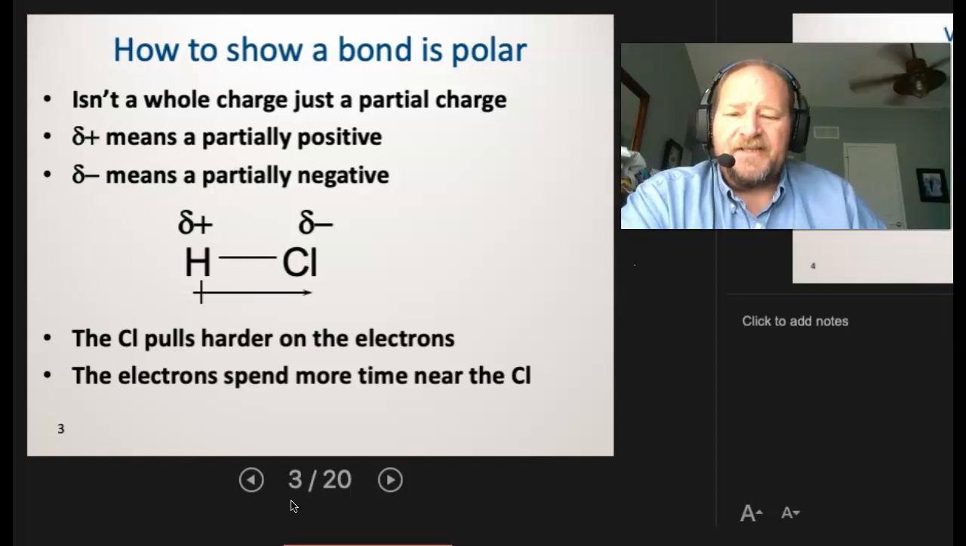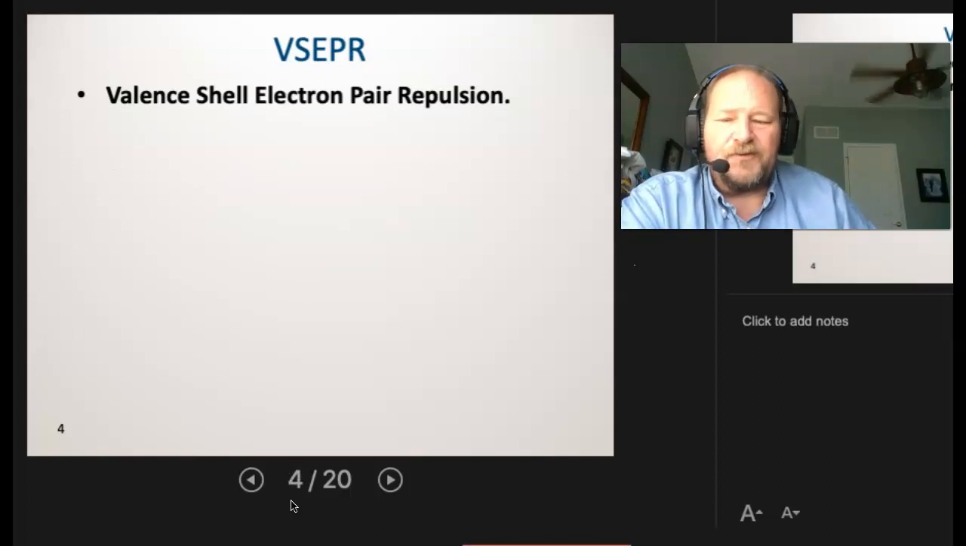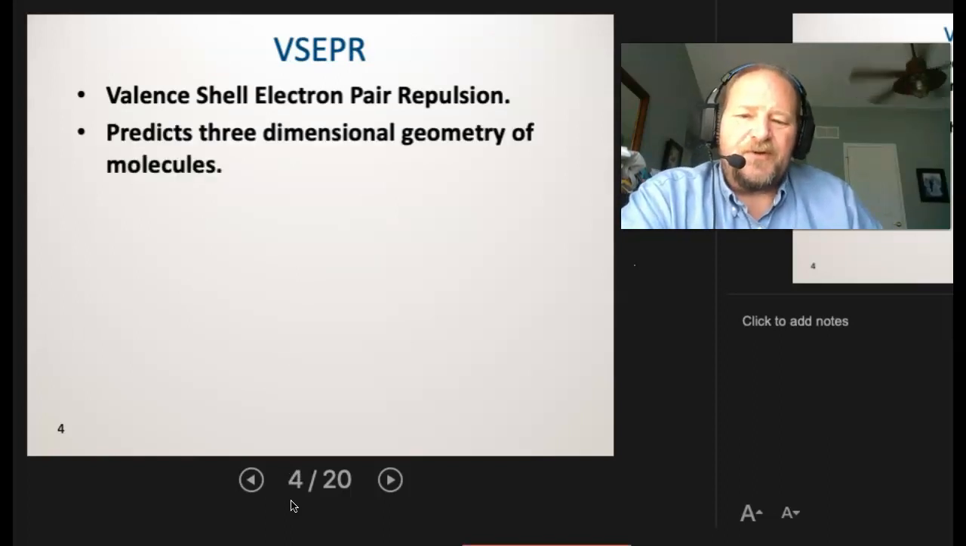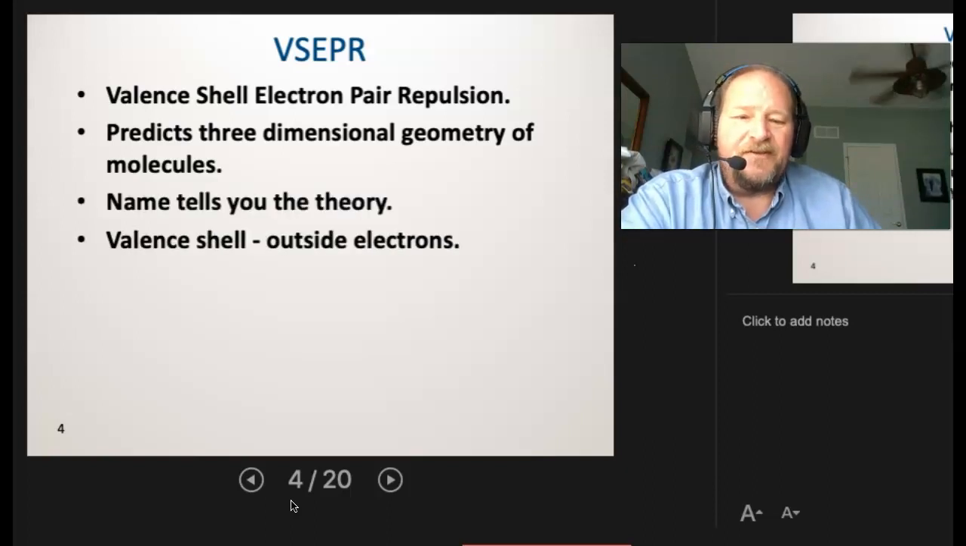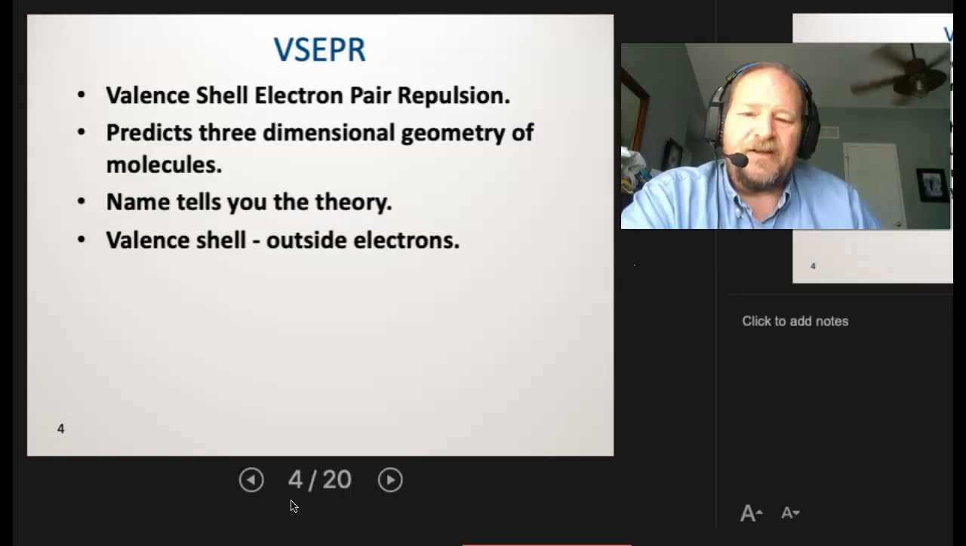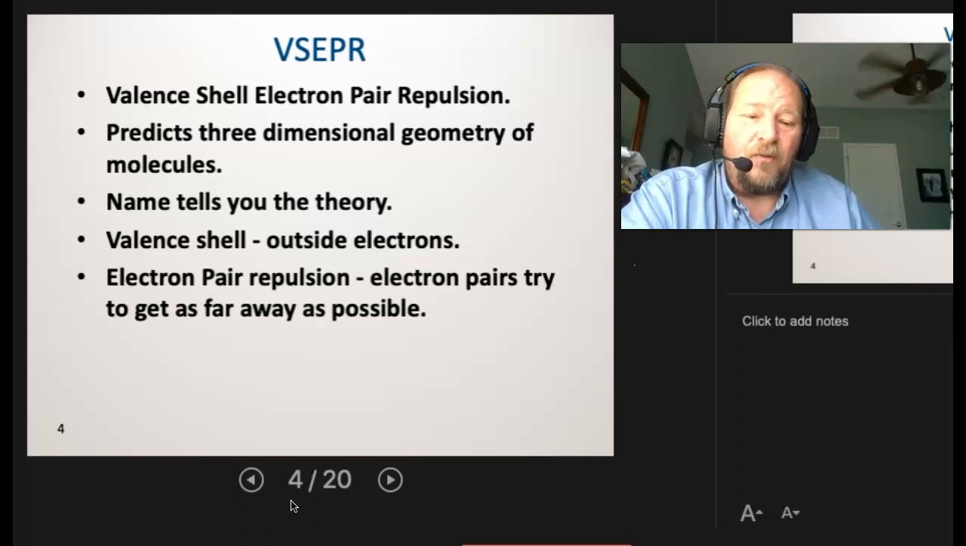Now, the next thing I want to look at is called VSEPR. VSEPR is valence shell electron pair repulsion, and what this is going to do is predict the dimensional geometry of the molecule. The name is simply telling you the theory itself. We're basing it all on the valence shells, so we're really looking at the outside electrons, and then we're going to see how electron pairs repel one another.